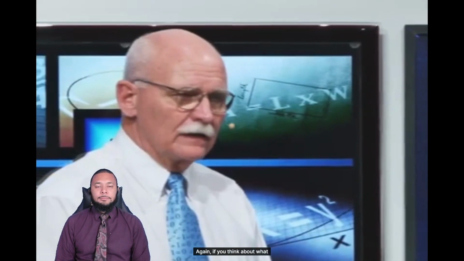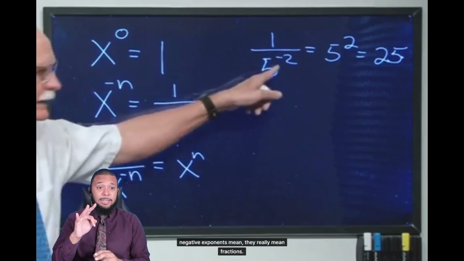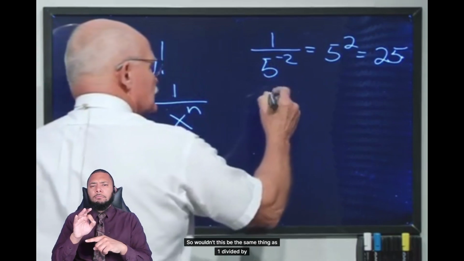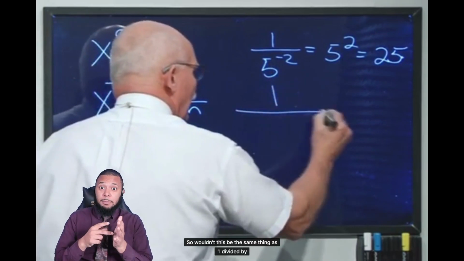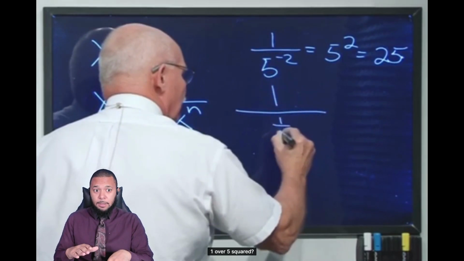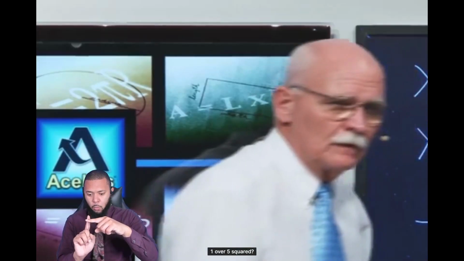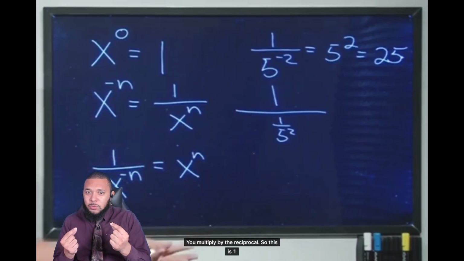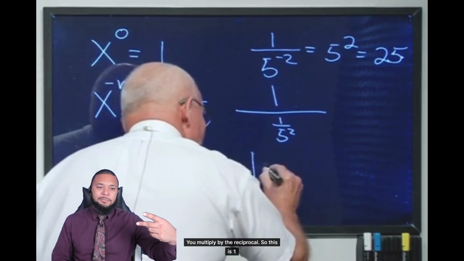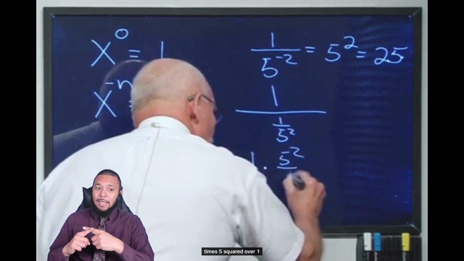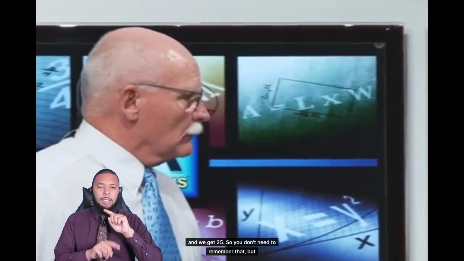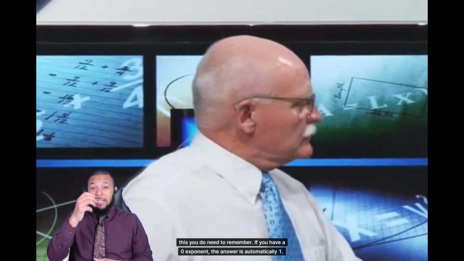Okay? Again, if you think about what negative exponents mean, they really mean fractions. So wouldn't this be the same thing as 1 divided by 1 over 5 squared? And how do you divide fractions? You multiply by the reciprocal. So this is 1 times 5 squared over 1. And we get 25. So you don't need to remember that, but this you do need to remember.